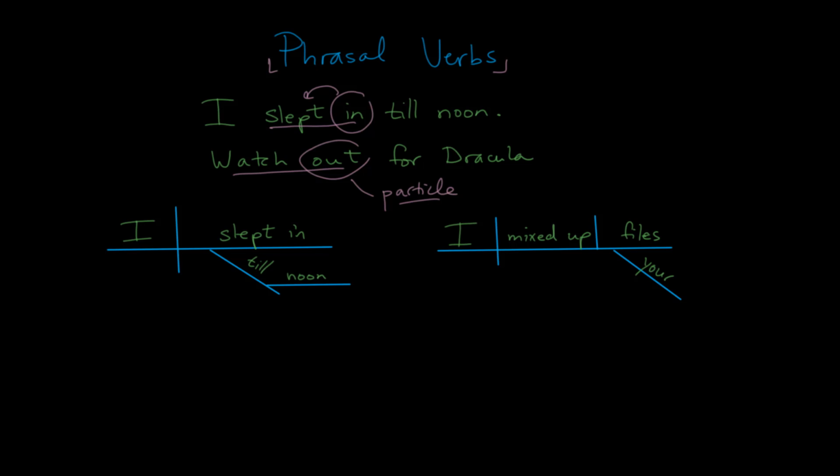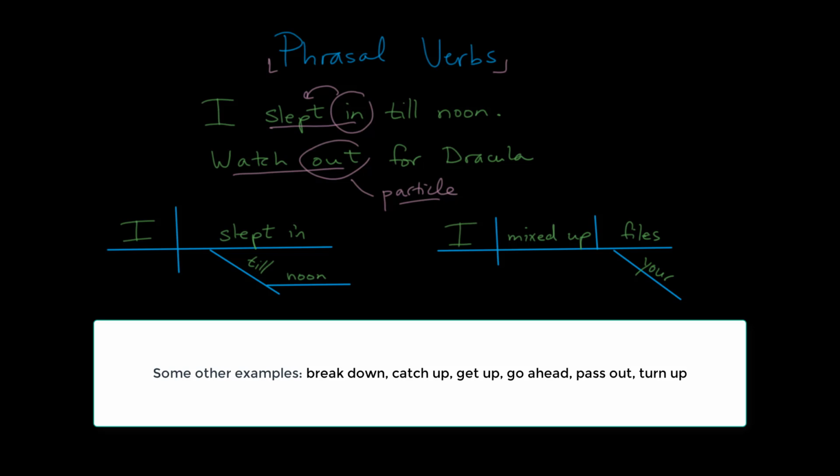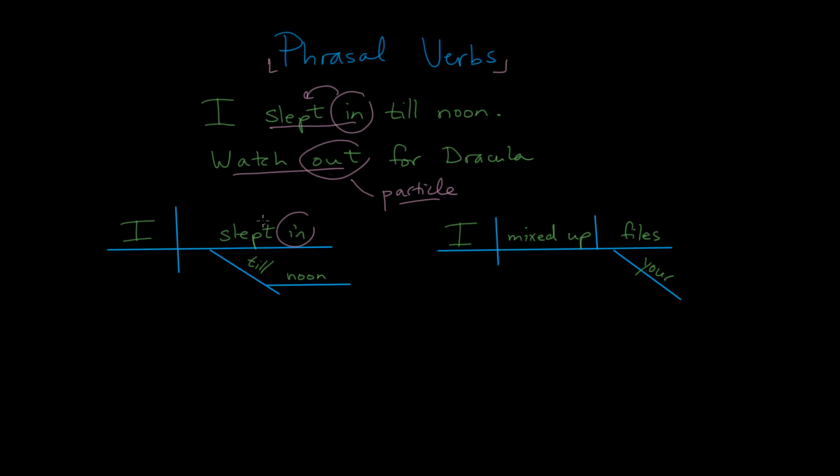And as a result, a different name for a phrasal verb is a verb particle construction. There are lots of these expressions in the English language, and when you want to diagram them, you can basically put the particle right on the line with the verb. So we have I slept in and I mixed up in our second example.